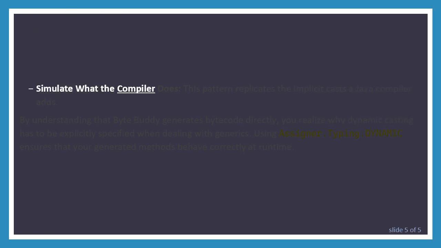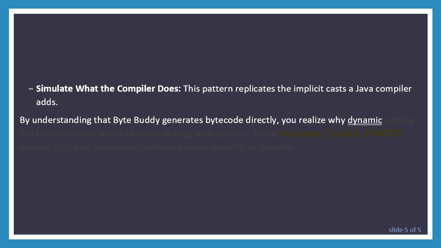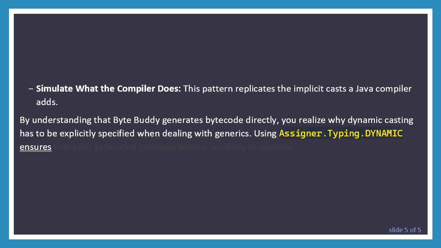Simulate what the compiler does. This pattern replicates the implicit casts a Java compiler adds. By understanding that Byte Buddy generates bytecode directly, you realize why dynamic casting has to be explicitly specified when dealing with generics. Using Assigner.Typing.DYNAMIC ensures that your generated methods behave correctly at runtime.